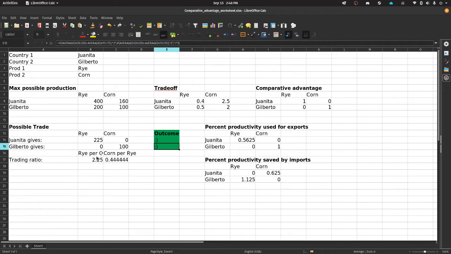So again, really what this boils down to is we want to figure out what is the trade-off. And the easy way to think through that is to realize Juanita could get 400 rye or 160 corn. If she gets 400 rye, she gave up 160 corn. So if she gets 1 rye, she is facing 1/400th of that cost. 160 divided by 400 is what we've got here.